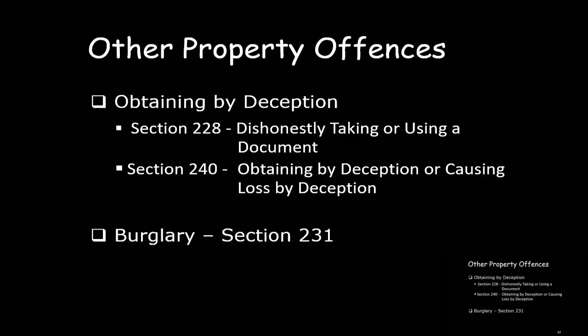Moving on to our obtaining by deception offences. Now, I'm just going to touch very briefly on 228, mainly because I think it will assist you in seeing the distinction between where one offence starts between 228 and 240. Right, so very briefly on 228, so you can just see where the line is between 228 and 240 a little bit, and then we'll get on to burglary, which is really quick, but I'm going to spend most of this time on 240, which is your obtaining by deception, which is a much more complex offence.